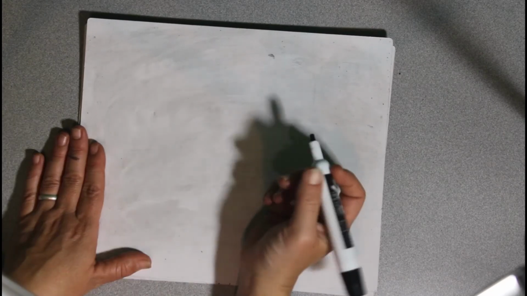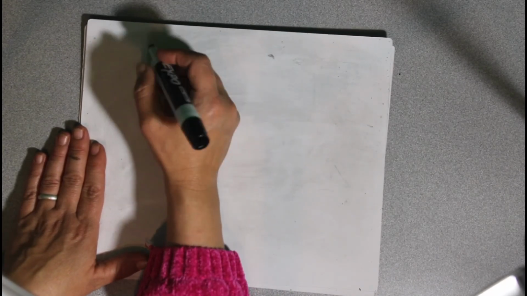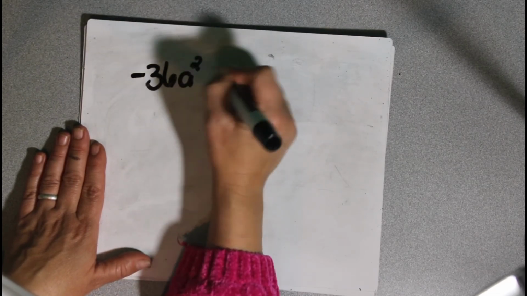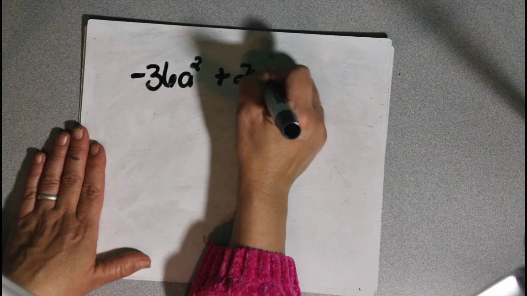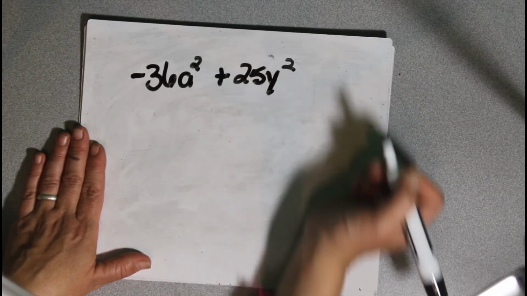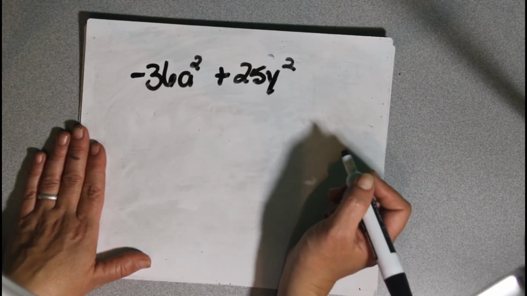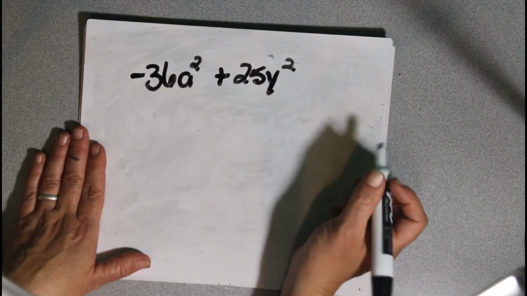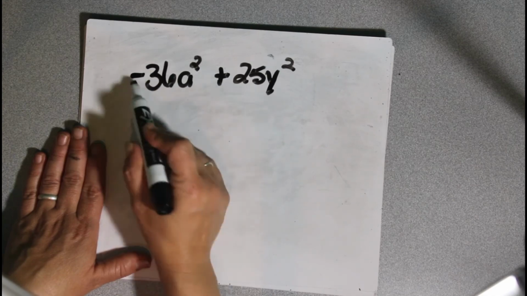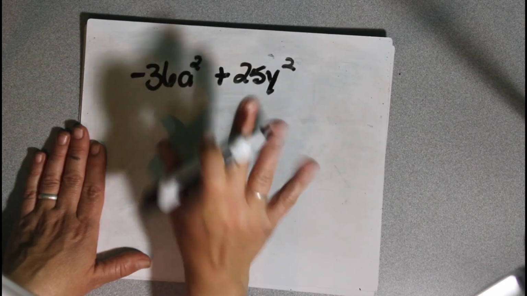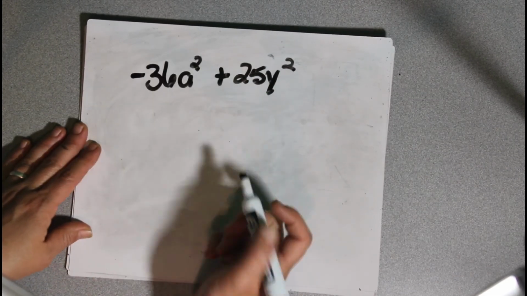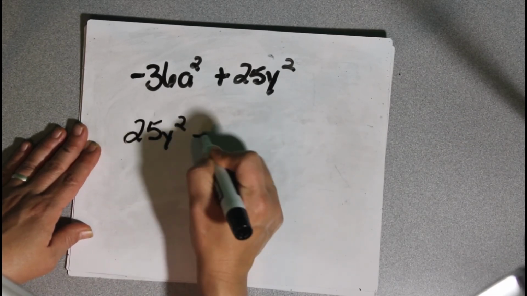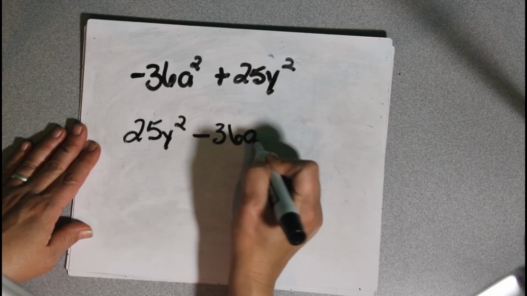Two more examples here. This one says factor negative 36a squared plus 25y squared. All right, so the first thing we're going to do is recognize that both terms are perfect squares. We've got to begin by reversing the order because we want our minus sign to be in between our two monomials there. So I'm going to rewrite this as 25y squared minus 36a squared.